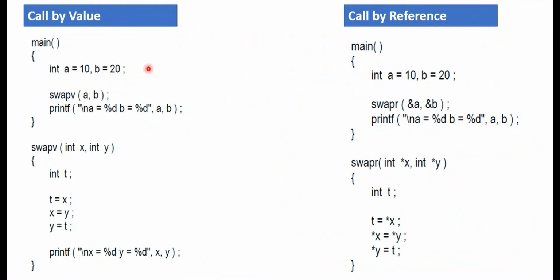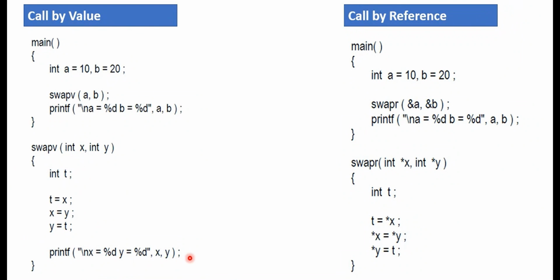Now let's see call by value and call by reference. So this is the example code for call by value and call by reference. In call by value, we have a main function and 2 variables, a equal to 10, b equal to 20, and we have a function called swapv. Okay, and we have passed the values a comma b, and at the end we have printed the values of a and b, and in the function swapv we have swapped the formal parameters and printed the result.